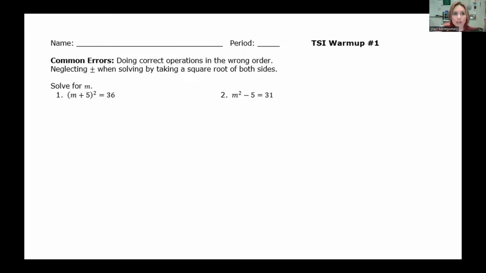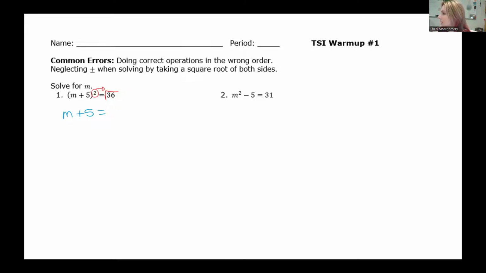For question number 1, we can't even get to the M plus 5 until we get rid of this square part. Does anybody know what the opposite or the inverse of squaring something is? Square root. Good job. So we will square root the 36, and that gets rid of the square part. Does anybody remember what the square root of 36 is? 6. It's something times itself that you're looking for.